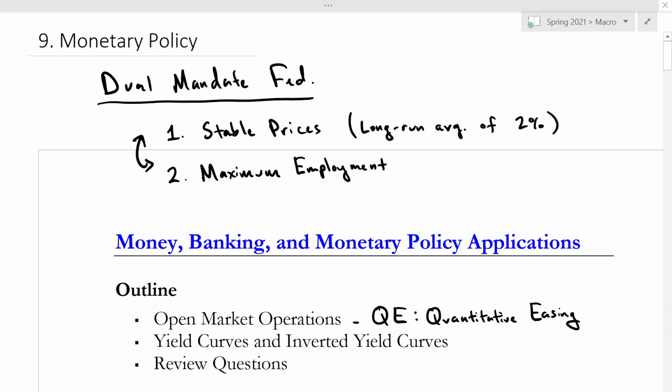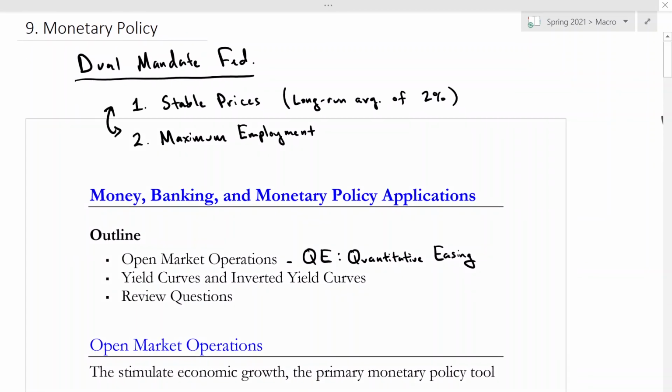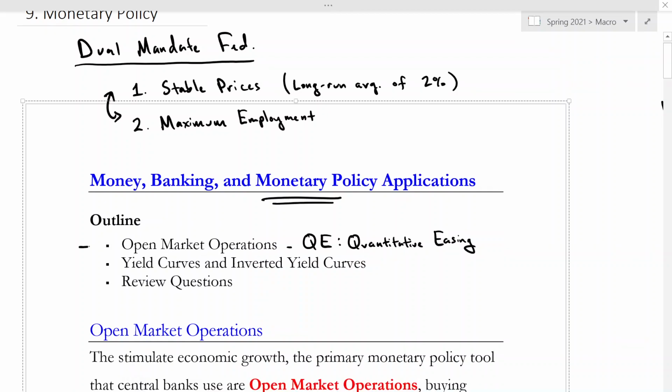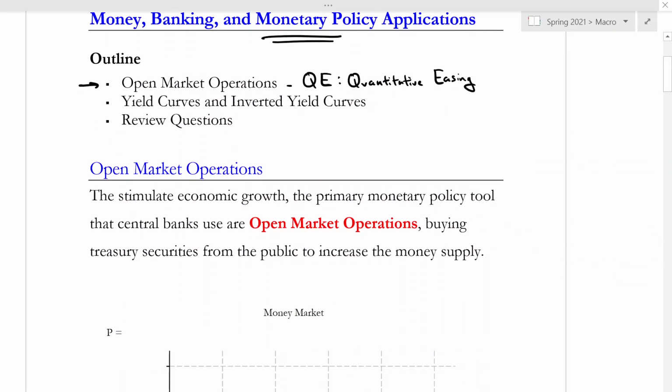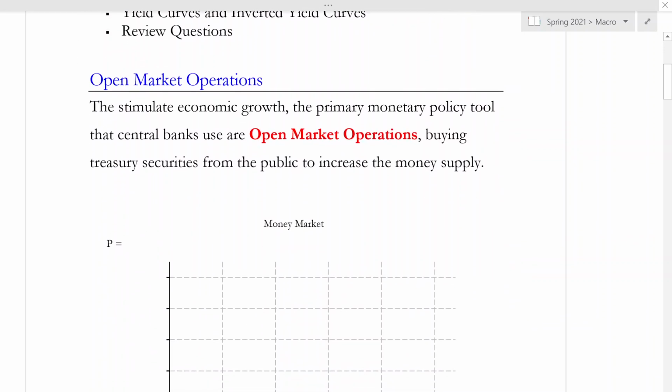As we talked about in the last couple videos, the Federal Reserve helps do this by conducting all of these monetary policies, which most of the time in recent history involved open market operations. So we're going to talk about those. We're going to talk about quantitative easing, yield curves, inverted yield curves, and so on and so forth.